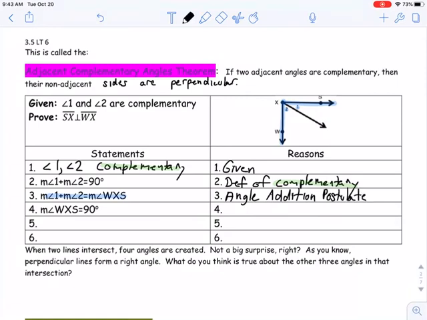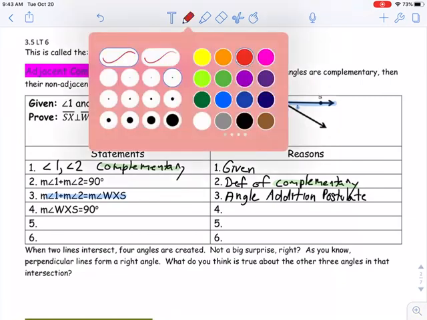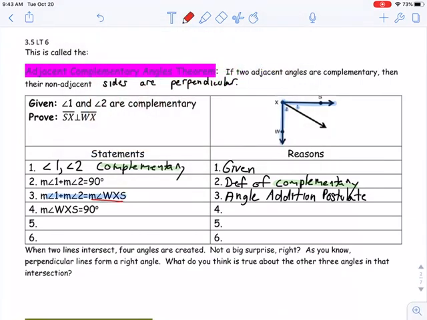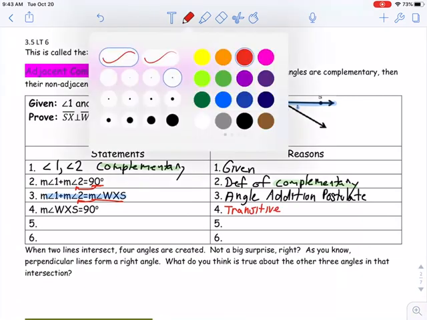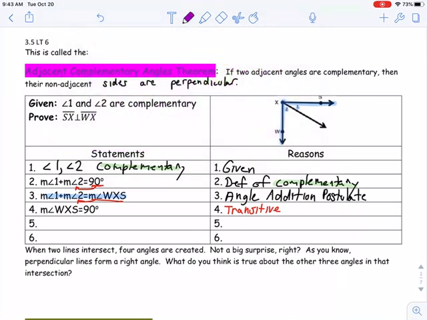Okay? Now, measure of angle WXS equals measure of angle 1 plus a measure of angle 2. 90 degrees equals the measure of angle 1 plus a measure of angle 2. They both equal the same thing, so they equal each other via transitive. All right, so I got measure of angle WXS is 90 degrees.